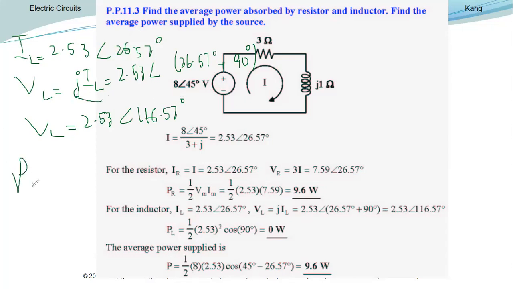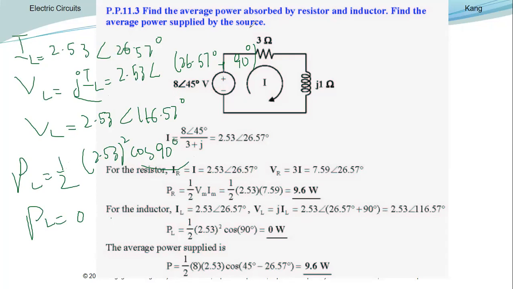So PL will be equal to half of 2.53 squared with the cos of the angle. The cos of the angle is cos 90 degrees. As cos 90 equals 0, PL equals 0. So this is the value.